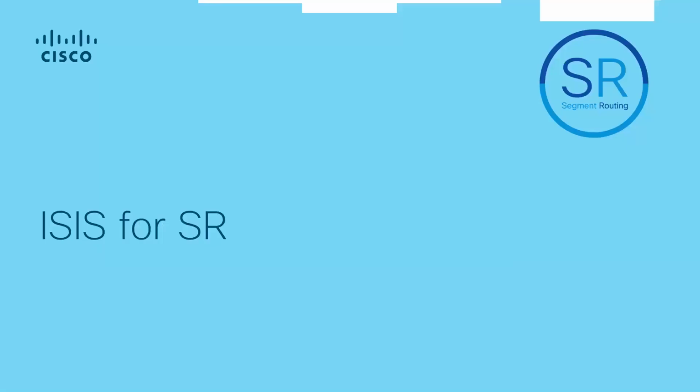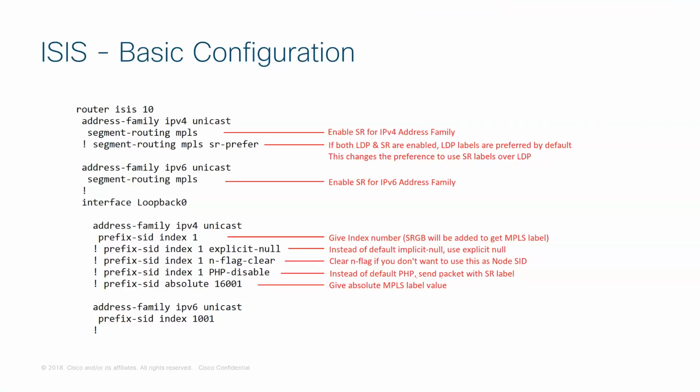Okay, so now we'll come to the configuration part. I have ISIS and OSPF config. So under ISIS, you have segment routing MPLS, and then if you have LDP also, then give SR prefer. Similarly for IPv6, and you need to allocate node SID to a loopback, right? This is how we do it. Prefix SID index. You either give an index, it will add this index to your SRGB starting range, or you can give the absolute label. If you want to specify explicit null, you can specify explicit null.